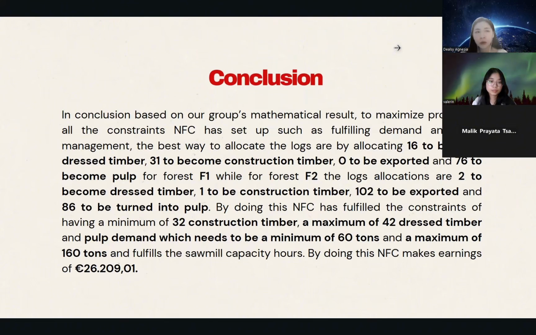By doing this, NFC has fulfilled the constraints of having a minimum of 32 construction timber, a maximum of 42 dress timber, and demand which needs to be a minimum of 60 tons and a maximum of 160 tons, and fulfills the sawmill capacity hours. By doing this, NFC makes an earning of 26,209 euros. And all right, next.